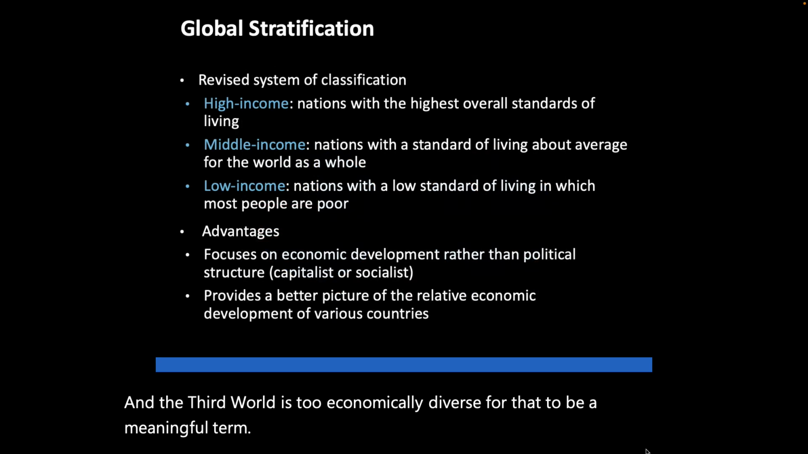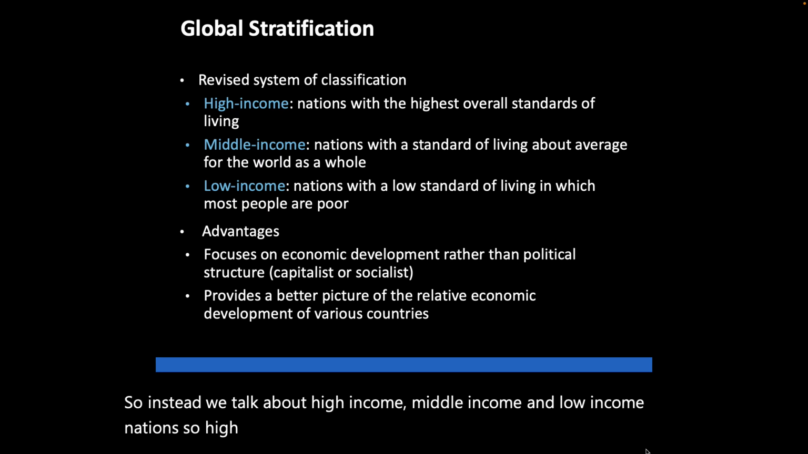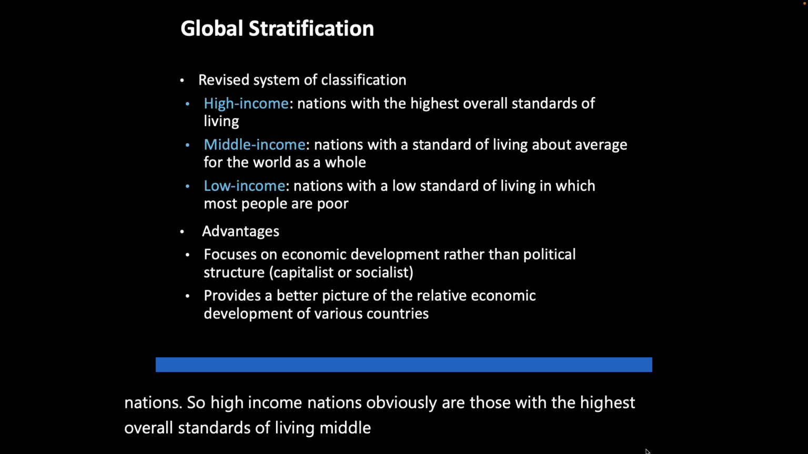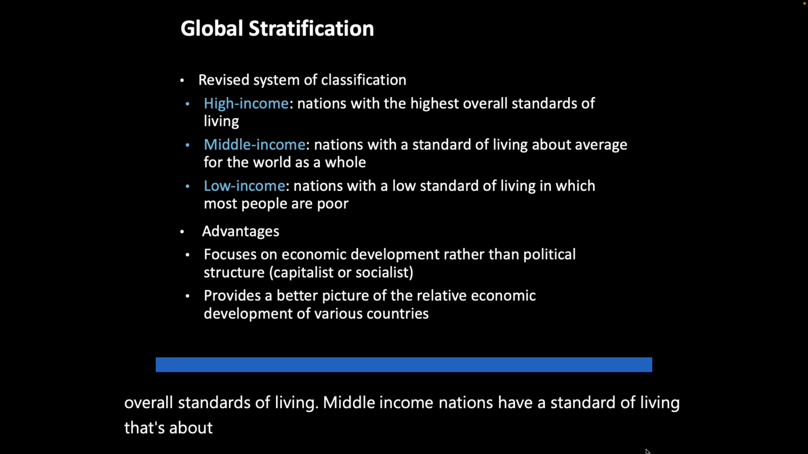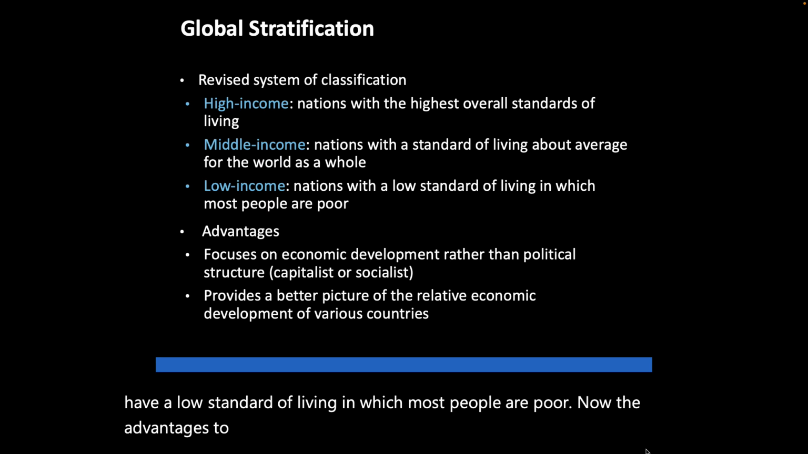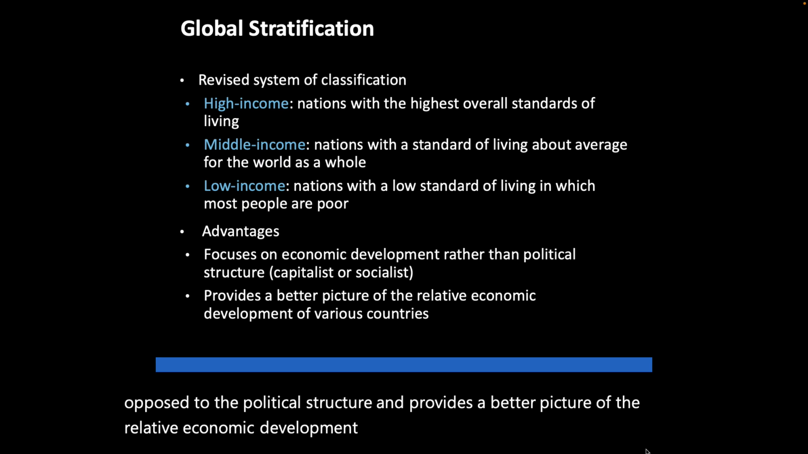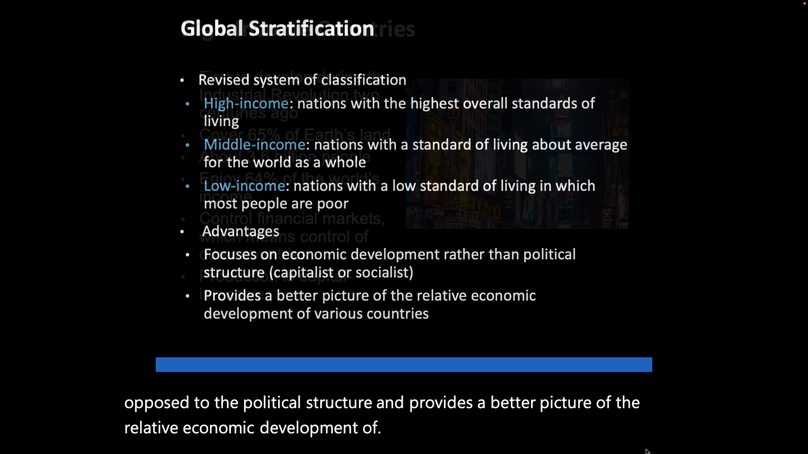So instead we talk about high income, middle income, and low income nations. High income nations are those with the highest overall standards of living. Middle income nations have a standard of living that's about average for the world as a whole. And low income nations have a low standard of living in which most people are poor. The advantage of this typology is that it focuses on economic development as opposed to the political structure and provides a better picture of the relative economic development of various countries.